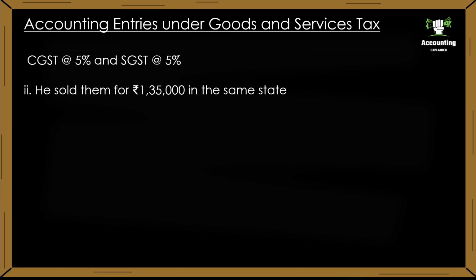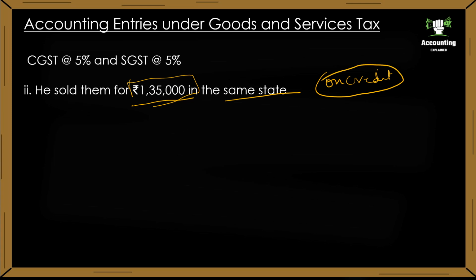Next transaction. He sold them for 1 lakh 35,000 in the same state. Whatever he has bought, he has sold them for 1 lakh 35,000 in the same state. They have not mentioned if it is for cash or credit. You have to assume it is on credit. This we have seen elaborately in the previous video.